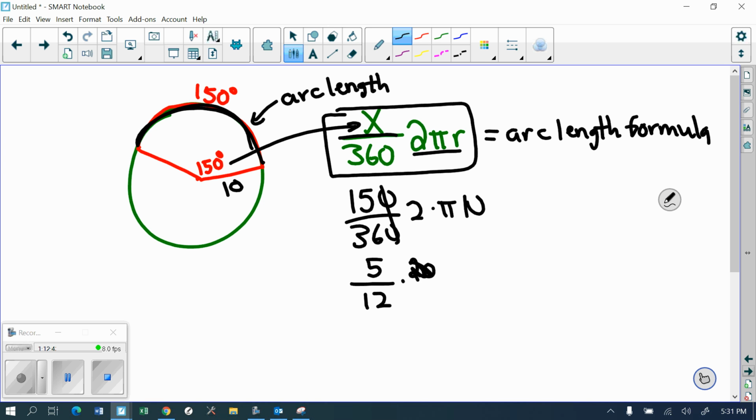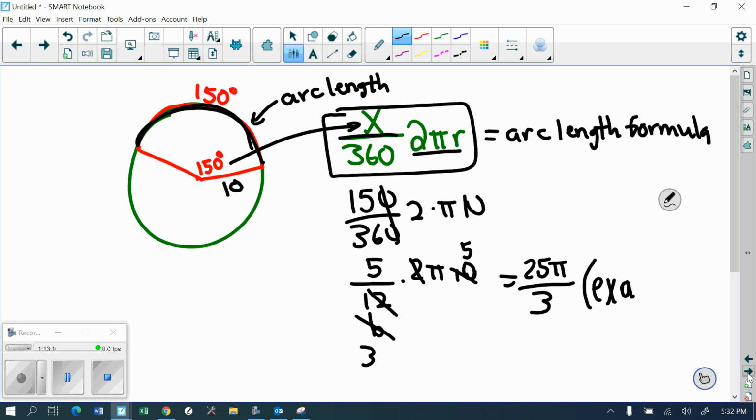Well, I could even cancel down further. So 2 pi 10. 2 cancels this 6 times, but then another 2 goes into 10. And so I have 5 times 5 times pi is 25 pi over 3. That's the exact answer. So when they talk about an exact answer, you leave pi in the answer. If I want an approximate answer, then I put pi in the calculator. Okay, exact means pi in the answer.